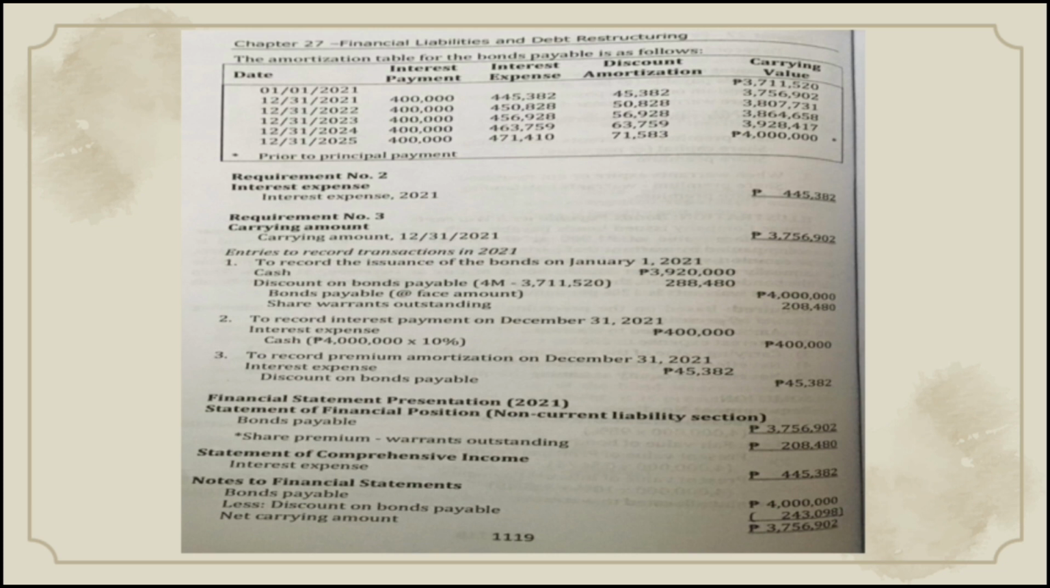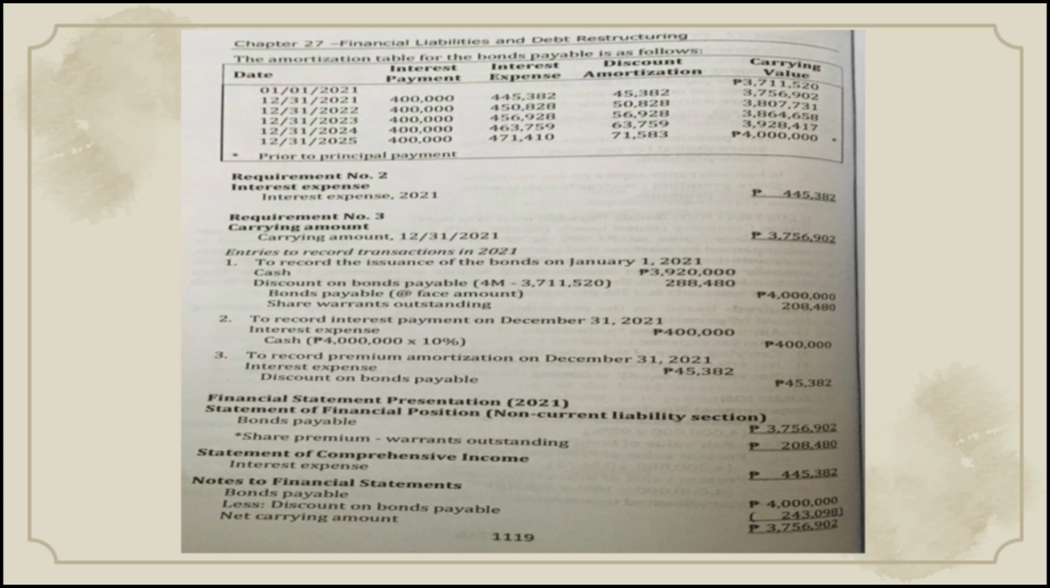So, ang cash na madawat is 3,920,000. So, sa pag-issue sa bonds payable, ang madawat nga cash is 3,920,000, kini ang proceeds from issuance of bonds payable with warrants. And then, ang discounts on bonds payable makuha nato if atong i-minus ang 4 million sa atong fair value of bonds without warrants or sa carrying value pagka January 1, 2021, which is 3,711,520.